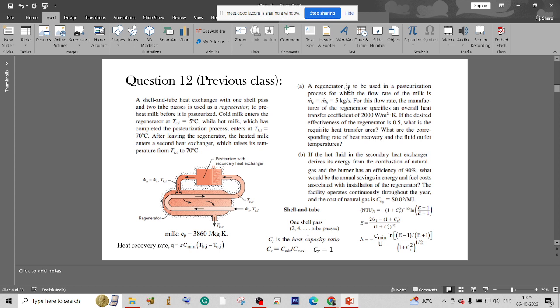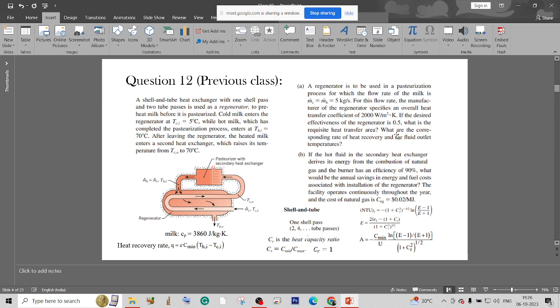And now the regenerator is to be used in a pasteurization process for which the flow rate of the milk is given. For both cold and hot, the mass flow rate is the same, that is 5 kg per second. For this flow rate, the manufacturer of the regenerator specifies an overall heat transfer coefficient of 2000 watt per meter square Kelvin. So U is given.